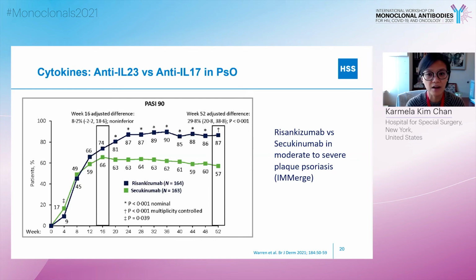This time, the comparator is not an anti-TNF agent, but rather the IL-17 blocker secukinumab. One important caveat here is that this trial was randomized but open label, so the patients knew what they were getting, but the efficacy assessor was blinded. The endpoint here is a 90% improvement in PASI, and while the drugs were equal at week 16, IL-23 blockade was superior at week 52.